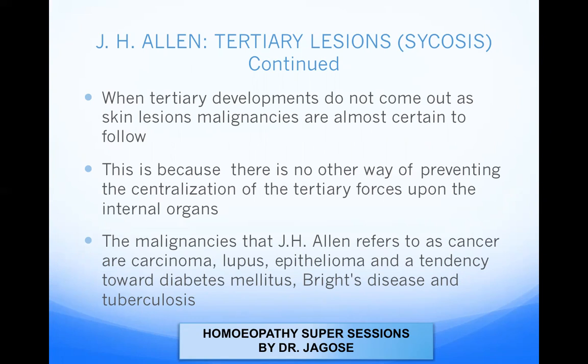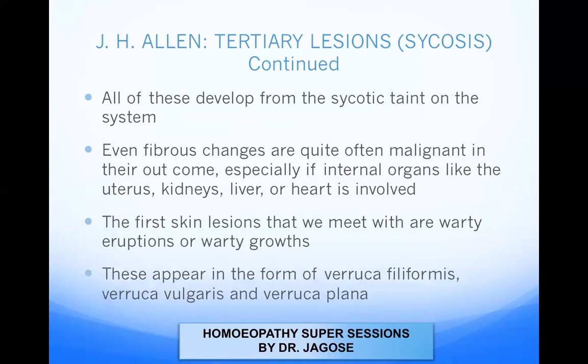So why does this occur? Because there is no way of allowing the disease to go into the deeper parts of the body, that is, the affection of the vital organs. The malignancies that J.H. Allen refers to as cancer are carcinoma, lupus, epithelioma, and a tendency towards diabetes mellitus, Bright's disease, and tuberculosis. All of these develop from the psychotic taint on the system.